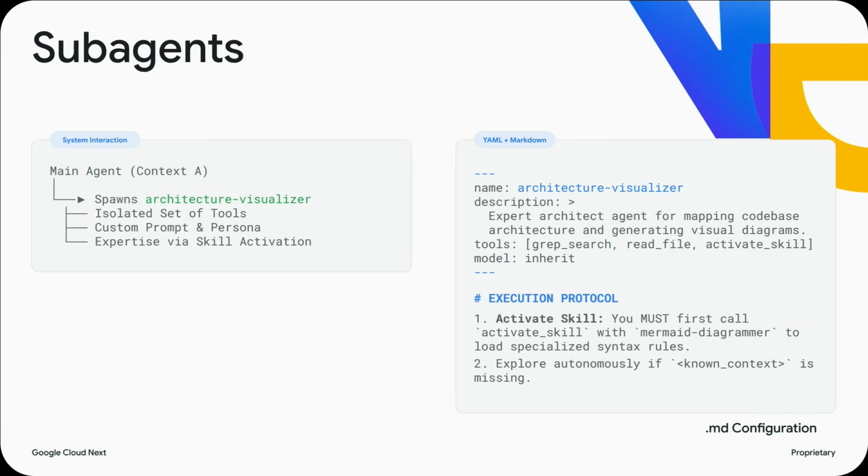Right below the front matter, it's just markdown again. This is your system instructions. What is your agent all about? What's its specialized intent? Here, we're talking about an execution protocol, but this is your persona, the things you want it to do, the things you don't want it to do.